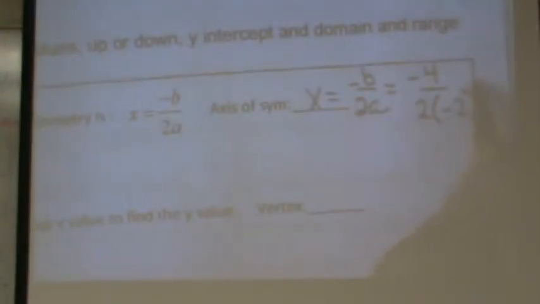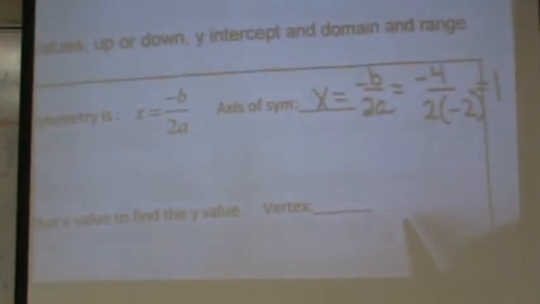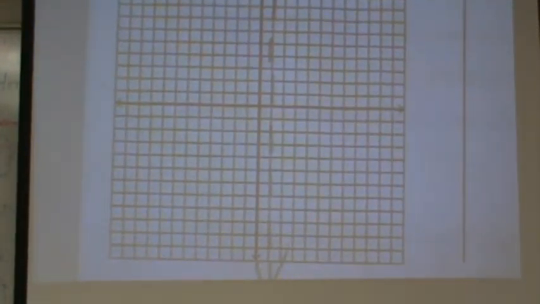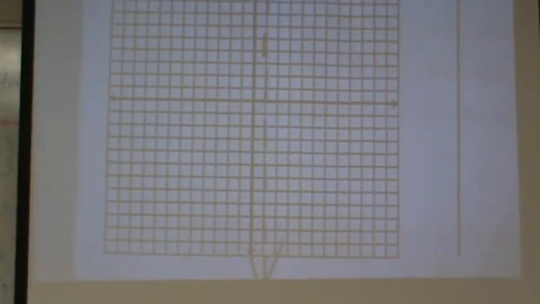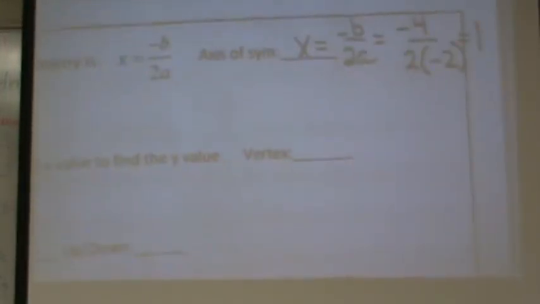What do you get when you evaluate this? 1. x equals 1. So your axis of symmetry is the line x equals 1. So right away I draw my axis of symmetry. What unique point lies on that line? The vertex. So how are you going to find the vertex? It's 1 comma what?